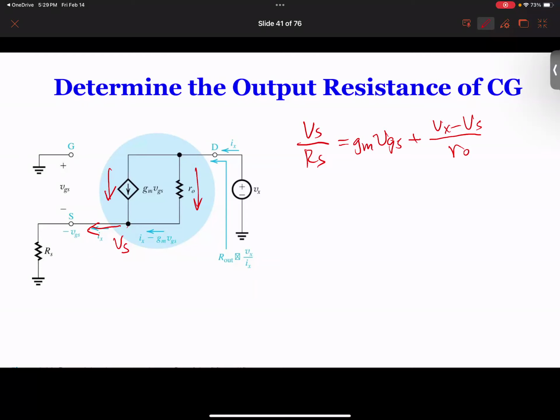Now, in this nodal equation, you notice that Vx is supposed to be eliminated eventually, but we do have two variables. One is VGS, the other one is Vs. So we need to be able to solve for Vs or VGS. In order to solve for Vs, we need to find VGS because VGS we don't know. Now look at this circuit. What do we have for VGS?